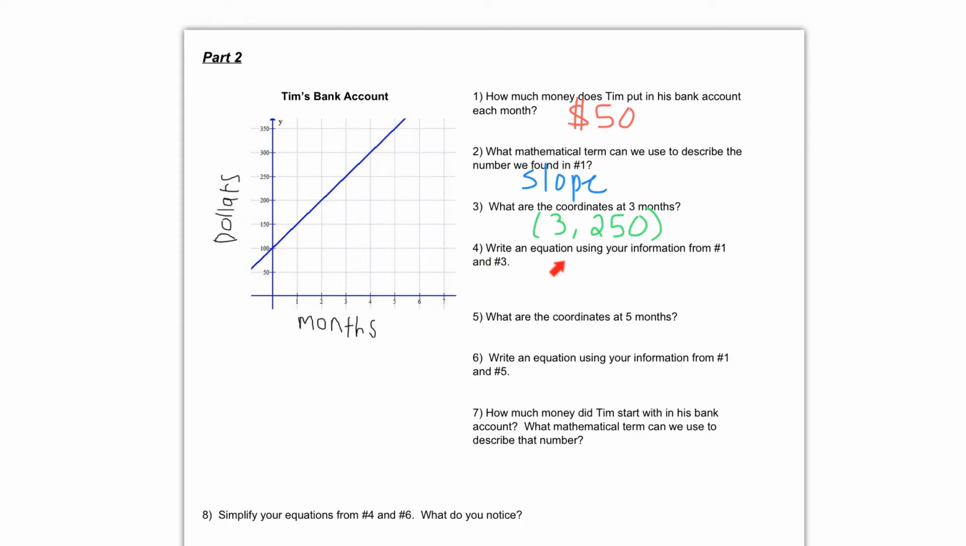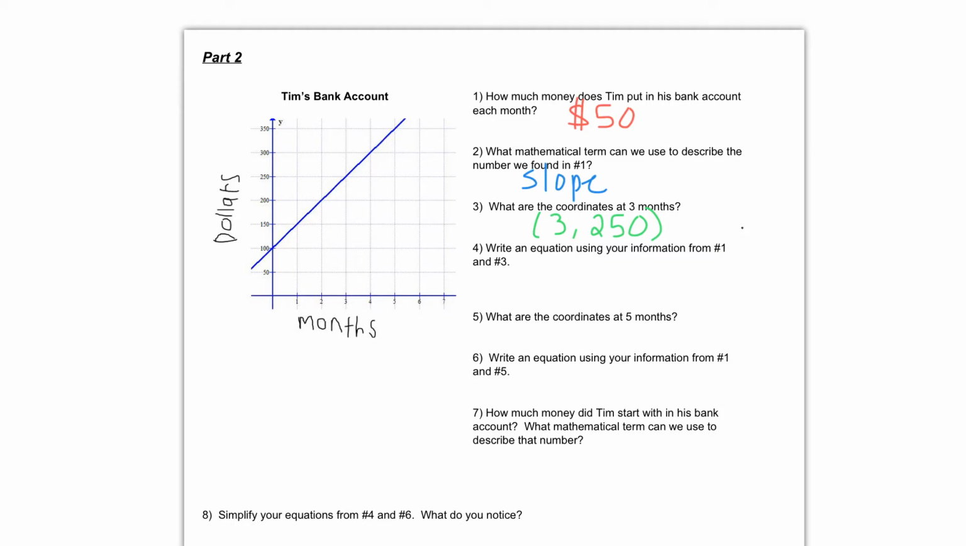Number 4 says, write an equation using your information from number 1 and number 3. So we know that we're adding 50 each time, or that the slope is 50, and we have this ordered pair 3, 250. Now, in order to write the equation of this line, I'm going to take you back to think about Module 1 when we were writing explicit equations. And a lot of the times we did that, we used a table to help us. So let's look at what the table would look like with the information that we have.